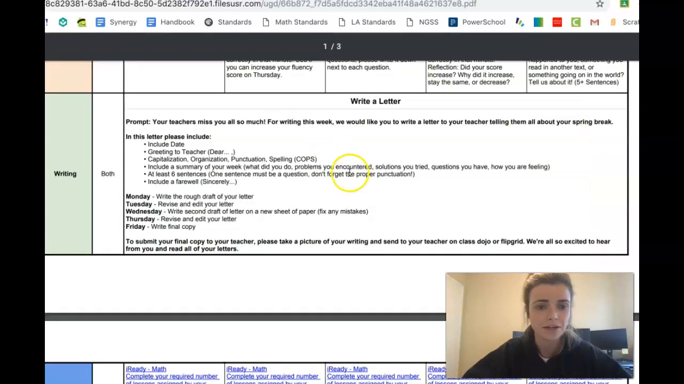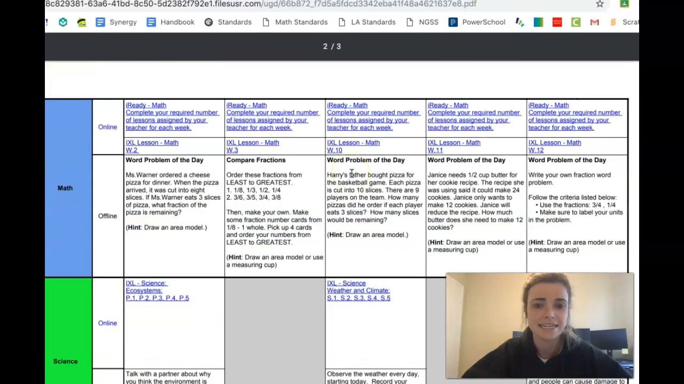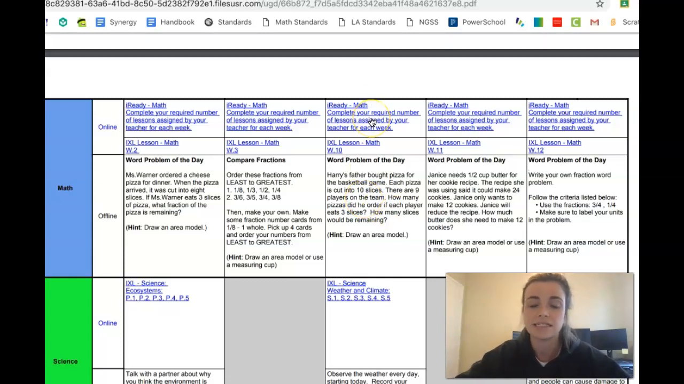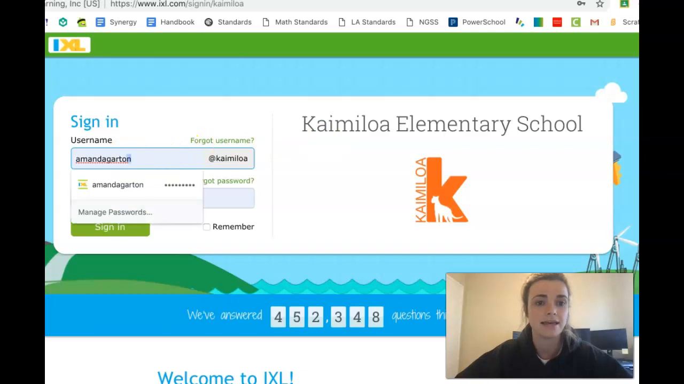All right, next thing, looking down at your math. You have an iReady lesson to do for math, and then your iExcel Math W10. So we're going to click the W10.